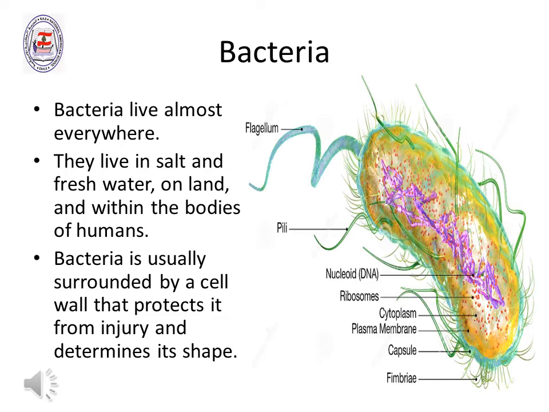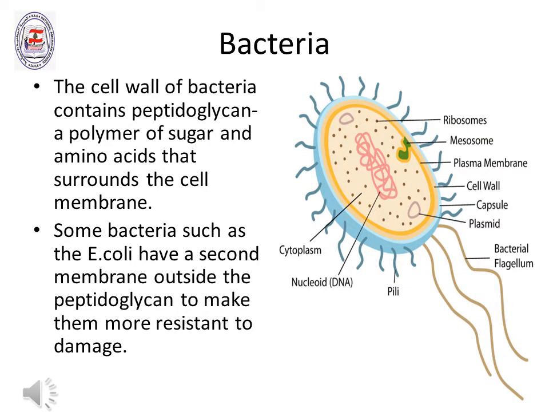Bacteria are usually surrounded by a cell wall that protects them from injury and determines their shape. The cell wall of bacteria contains peptidoglycan, a polymer of sugar and amino acids that surrounds the cell membrane. Some bacteria, such as E. coli, have a second membrane outside the peptidoglycan to make them more resistant to damage.